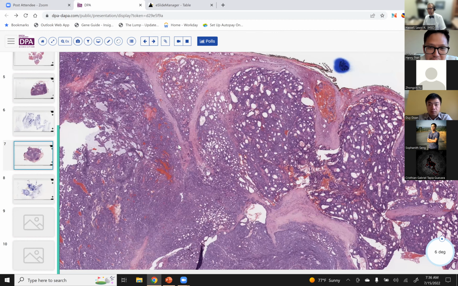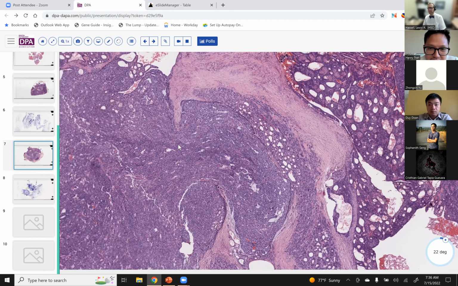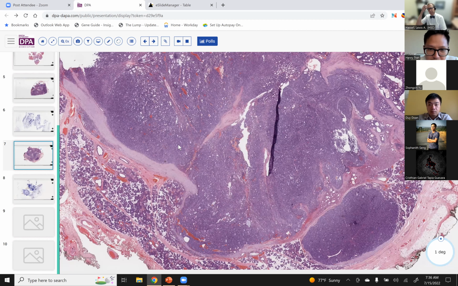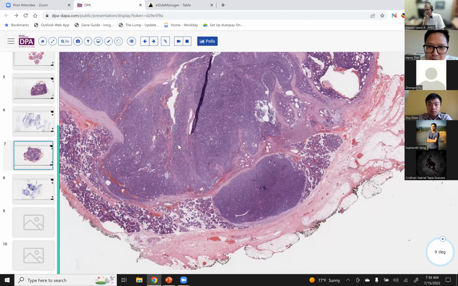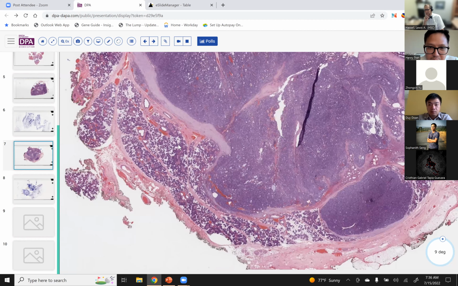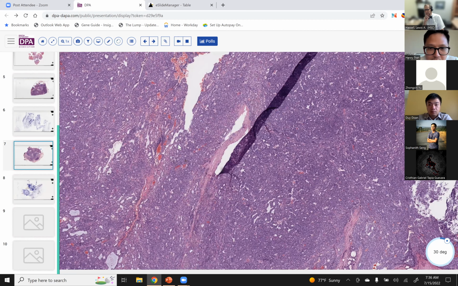All right, so back to this. We looked at the low power features, architecture. It's nodular, it's encapsulated, mostly encapsulated. Now let's check out some more architectural features at a little bit higher power. We see some solid areas, we see some cystic areas.